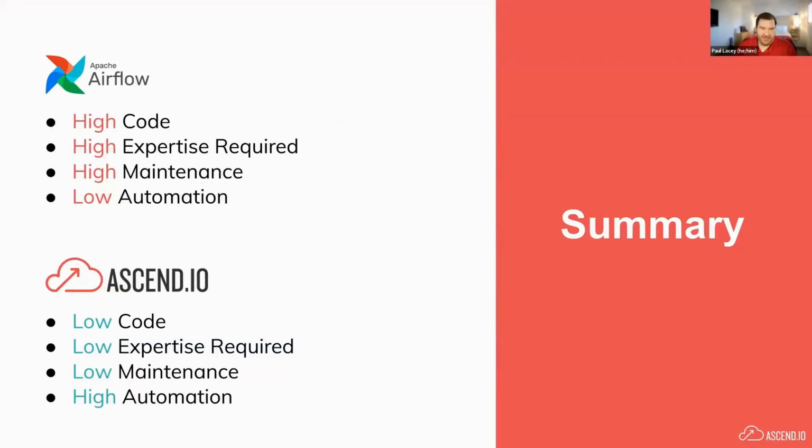And then just to tie a bow on it, when we compare the two solutions, again, we have high code, high expertise, high maintenance, low automation versus pretty much the exact opposite when we look at the Ascend platform for low code, low expertise, and low maintenance.